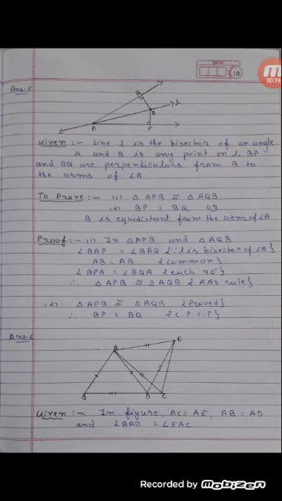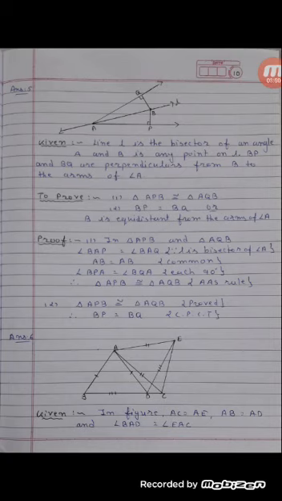Now, here answer number 5. Given: line L is the bisector of angle A and B is any point on L. BP and BQ are perpendiculars from B to the arms of angle A. To prove: first, triangle APB congruent to triangle AQB. Second, BP is equal to BQ, or B is equidistant from the arms of angle A.